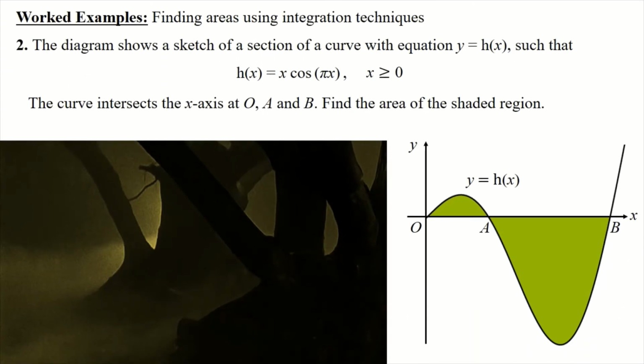In example 2, we are again asked to find the area bounded by the curve y equals h of x and the x-axis. There are 3 points of intersection with the x-axis at the origin and the points A and B. The function h of x is x multiplied by cosine of pi x, and the domain is all real numbers greater than or equal to 0.